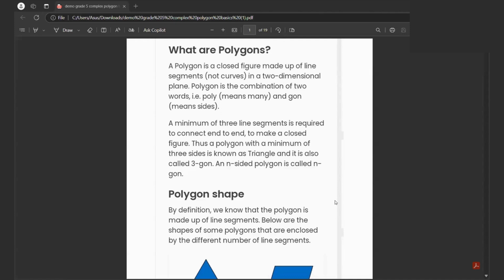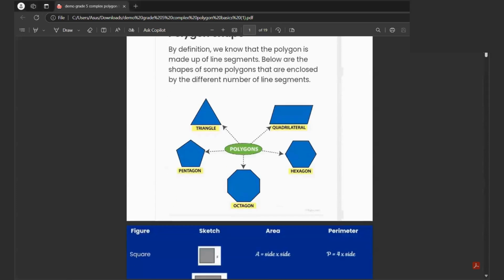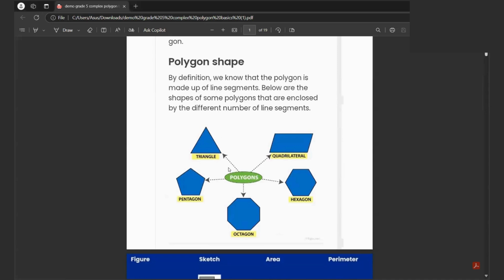Now, here are some different polygons. First one is the triangle, which has the minimum number of sides. Then comes the quadrilateral, then penta, then hexa, then hepta, then octa. So as we increase the number of sides, the name of the polygon changes. After quad, it comes penta, hexa, hepta, octa, nona, deca, and so on.